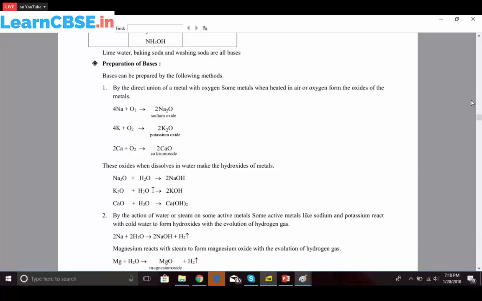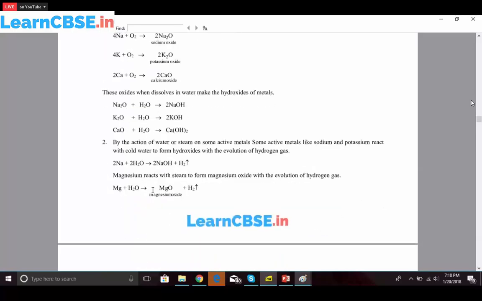So by the action of the water or the steam on some active metals like sodium and potassium, they react with the cold water to form the hydroxides with the evolution of hydrogen gas. We have to take only the highly reactive metals, for example sodium, potassium and all, because they can react even with the cold water vigorously. So Na plus 2H2O gives NaOH plus hydrogen gas.